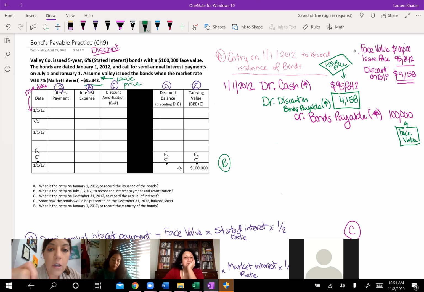So we're looking at our amortization table. And do we pay any interest when we issue the bonds? No. Do we incur any interest expense when we issue the bonds? No. The debt hasn't been outstanding yet. So we have no discount amortization this period.